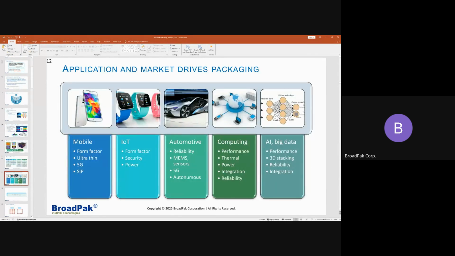Of course, the choice of packages is driven by the market. For example, for mobile, the package has to meet a certain form factor. It should be ultra thin. You have 5G, and then it could be a system in a package, something to do the edge compute within a mobile space where there is no airflow. So the power consumption and the form factor are all going to be super important. Or for wearables or IoT, again, the form factor and the security are going to be important, including the power consumption.